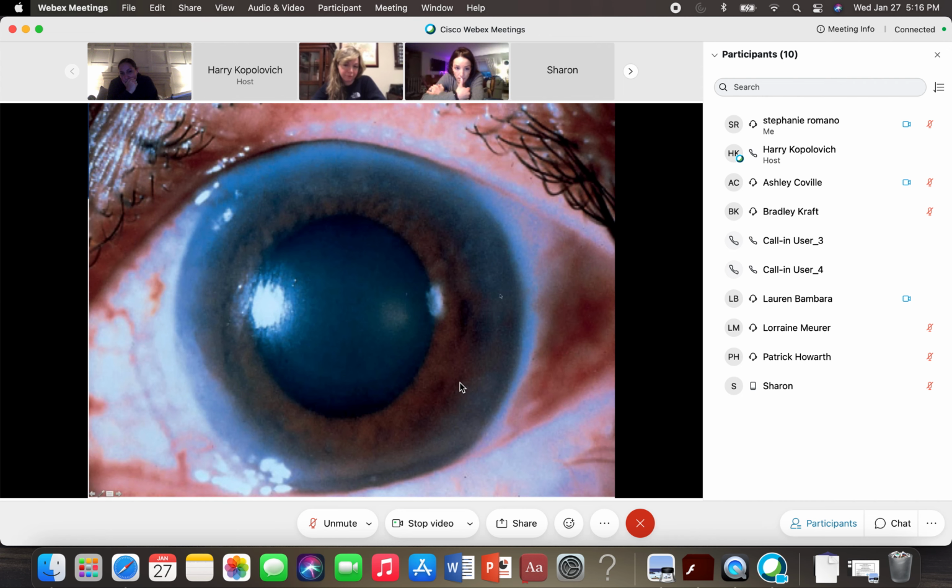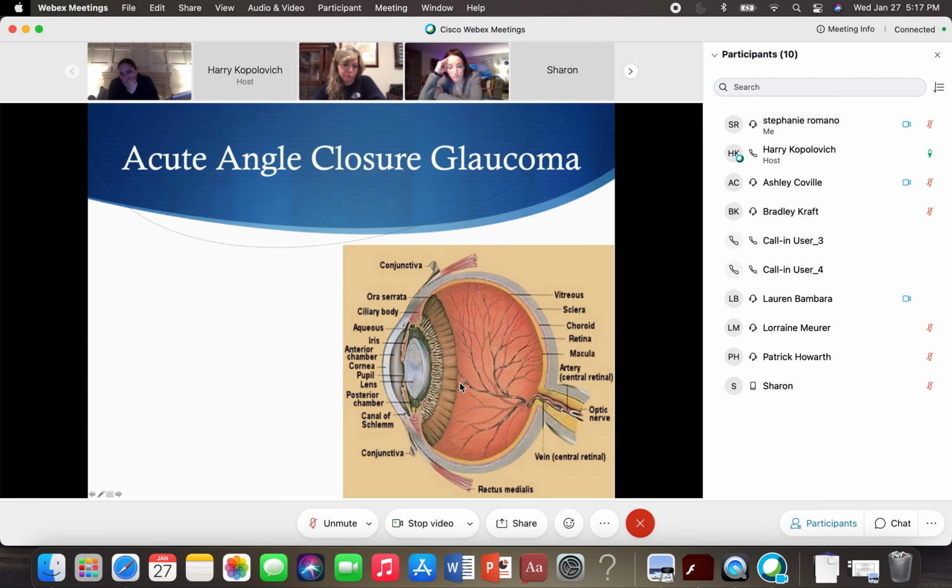All right. So what this is, is acute angle closure glaucoma. It's evidenced here by a fixed mid-pupil and a kind of steamy, hazy cornea. In order to understand what acute angle closure glaucoma is, it's important to look at the anatomy.